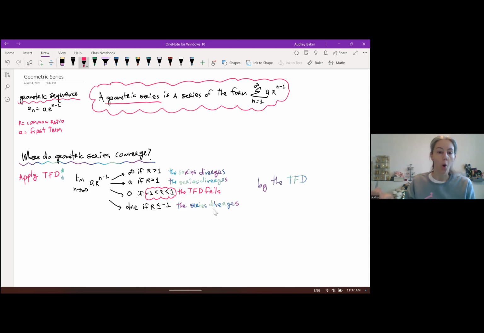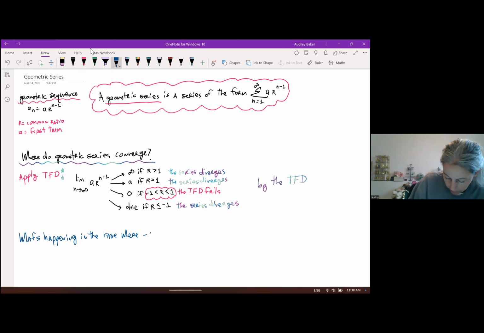Okay, so what's happening in the case where -1 is less than r is less than 1? Well, at this point, the only way that we've seen to investigate convergence and divergence of series is the test for divergence. And when that fails, we talked about partial sums.